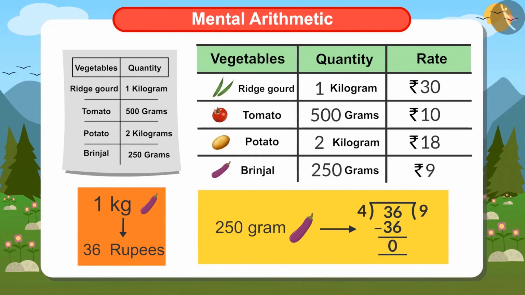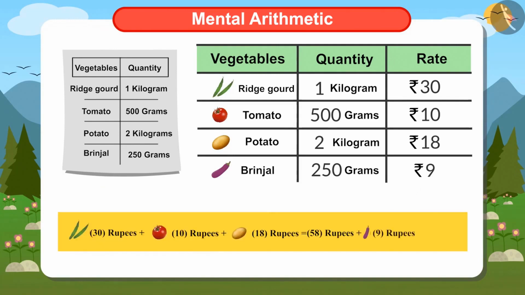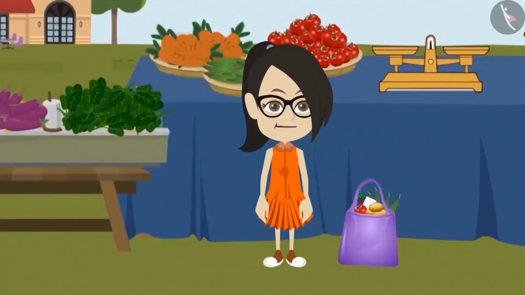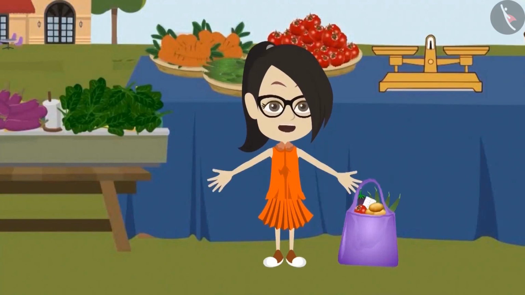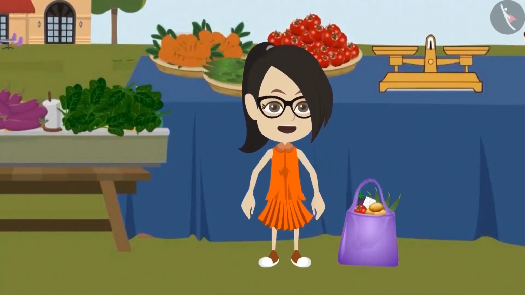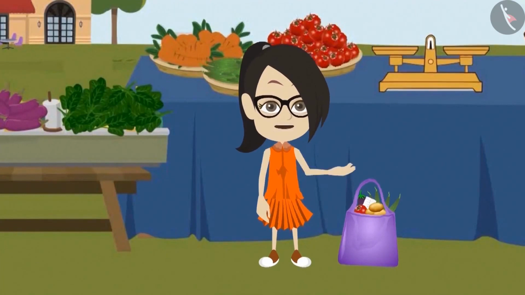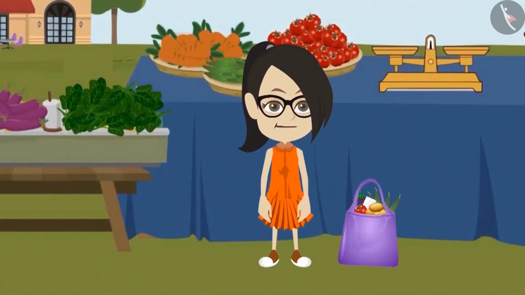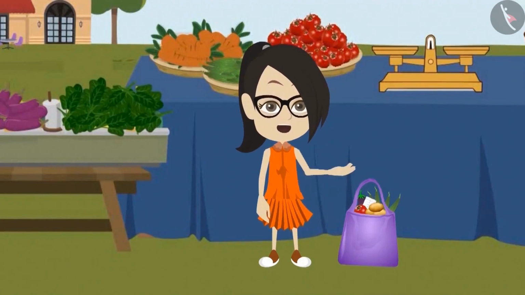Now I will add 9 rupees to 58 rupees. The answer will be 67 rupees. This means all these vegetables are worth 67 rupees. Oh wow! I too calculated the total price of all vegetables without a paper and a pen. Now I understand how remembering multiplication tables and knowing multiplication and division make calculations easier.